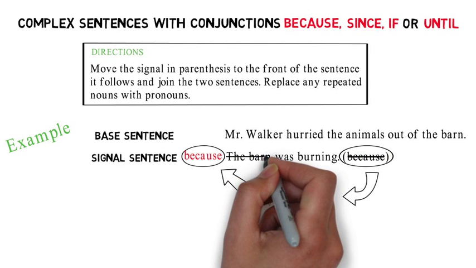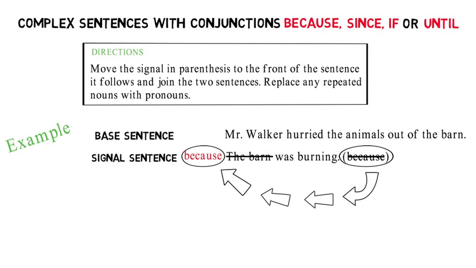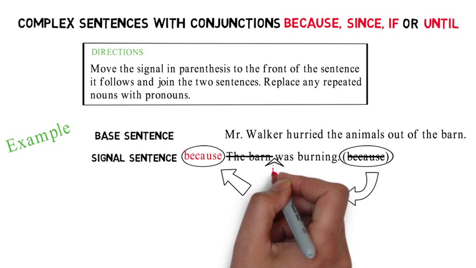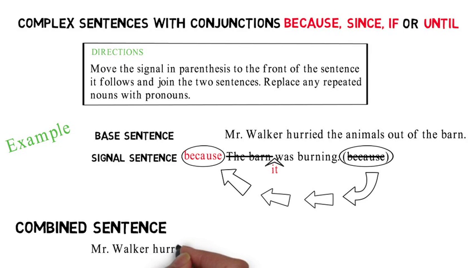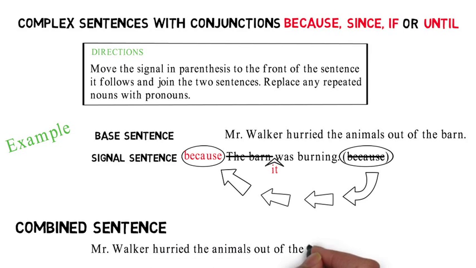It tells us to delete any repeated words from the signal sentence. In this case, we delete the barn, and we'll replace it with the pronoun it. Now we combine the two sentences together using the signal to join them, and we get: Mr. Walker hurried the animals out of the barn because it was burning.